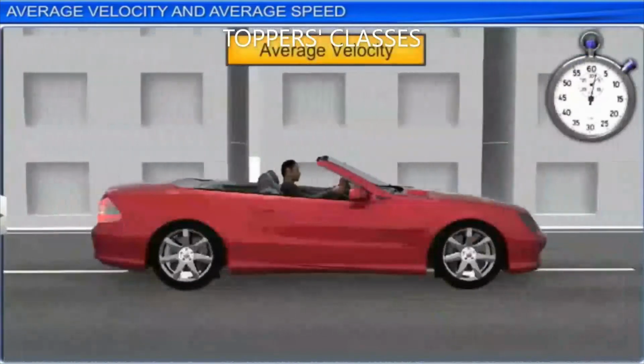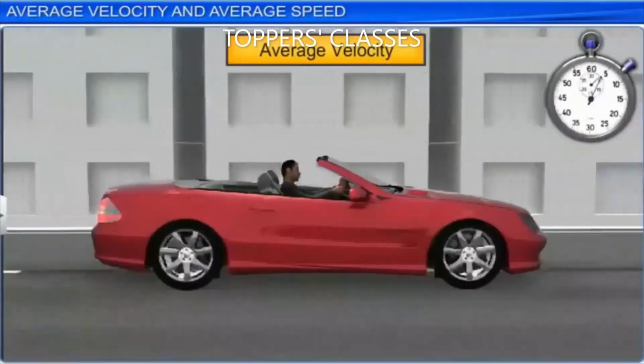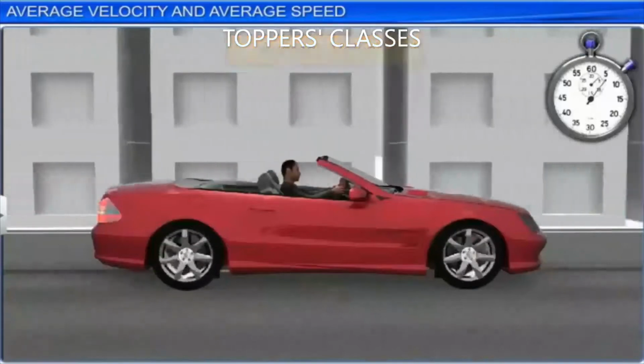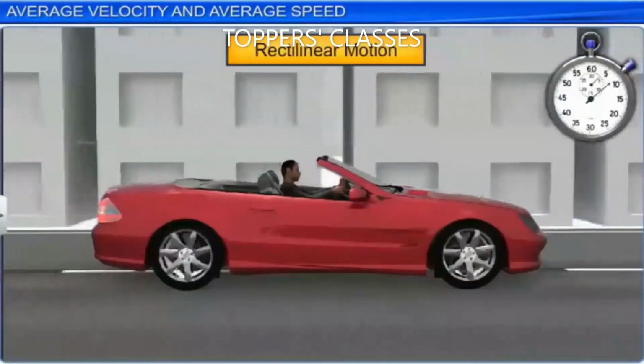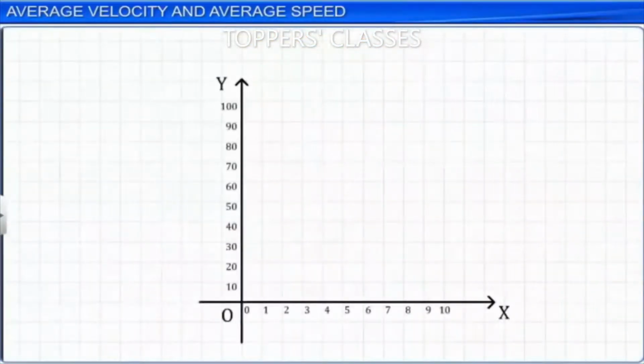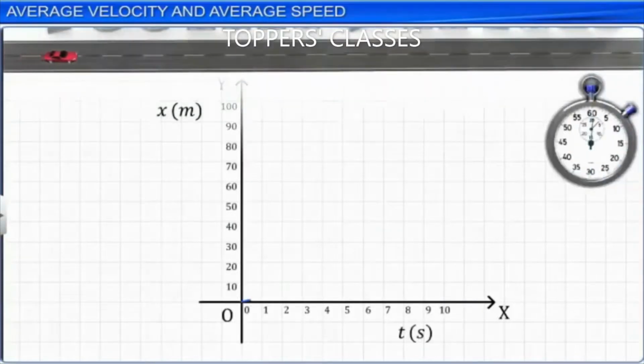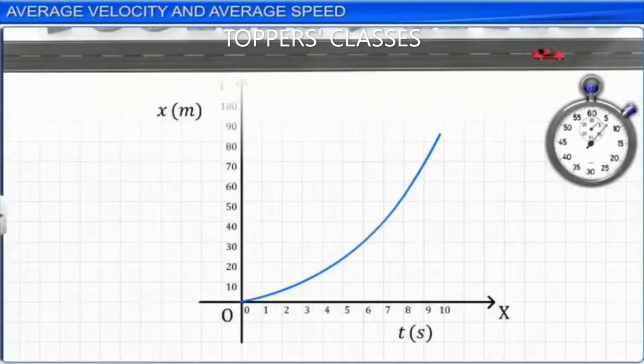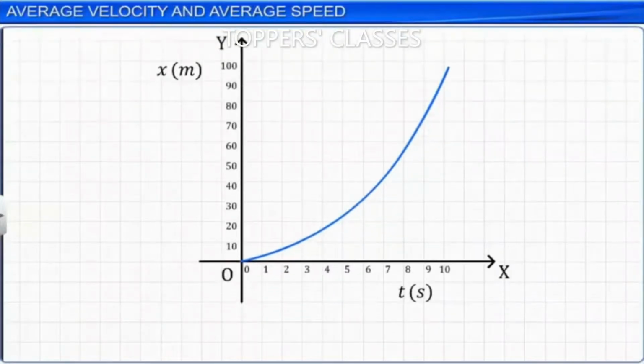A body moving in a straight line is said to be in rectilinear motion. Let's plot an x-t graph of this motion. A body starts at the origin and travels through a certain distance x meters in time t seconds. Let us mark two points A and B on the graph obtained. Let us study the motion of the body from point A to point B in detail.